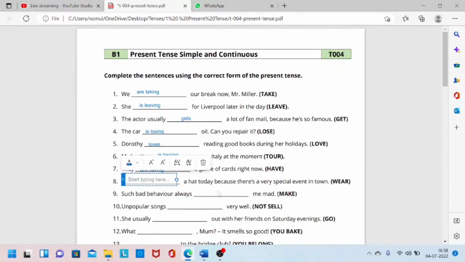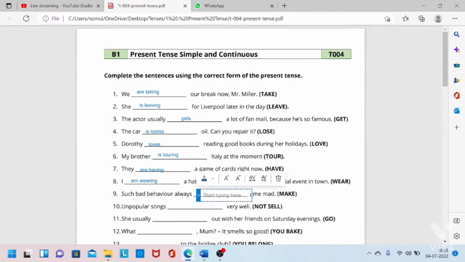And eighth one, I dash a hat today because there's a very special event in the town. So I am, okay, I am wearing, okay, I am wearing a hat today. It's a simple tense, okay, it's simple present tense. So these are all simple present tense. Gets, loves, okay, simple present tense. In simple present only continuous formations are these, okay.